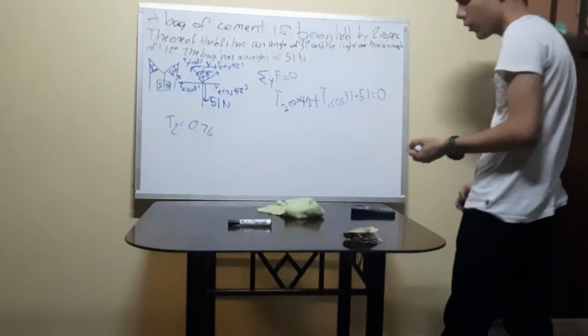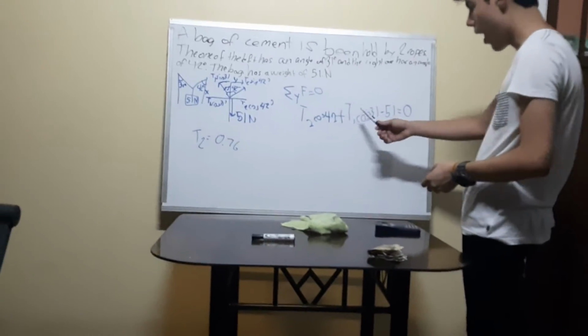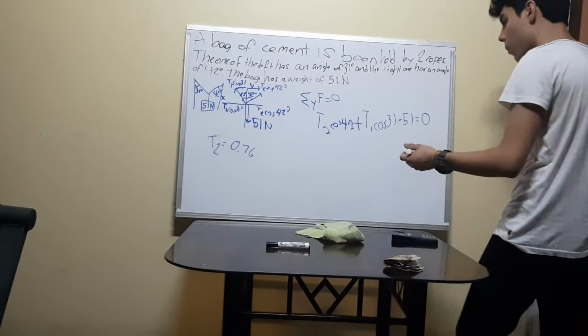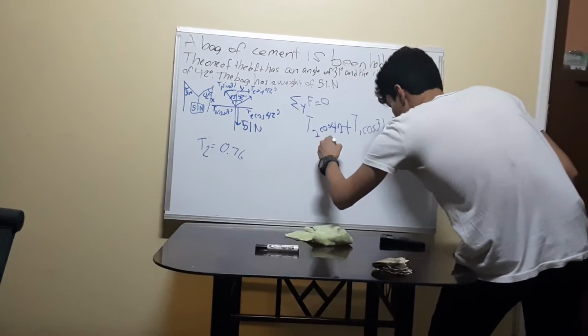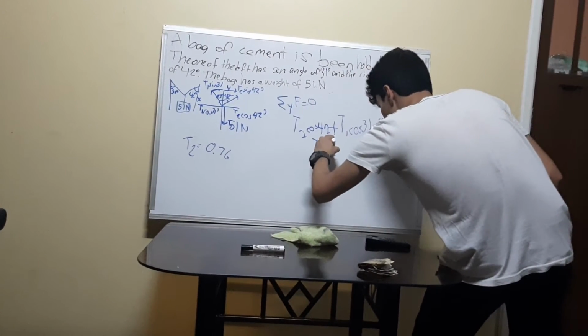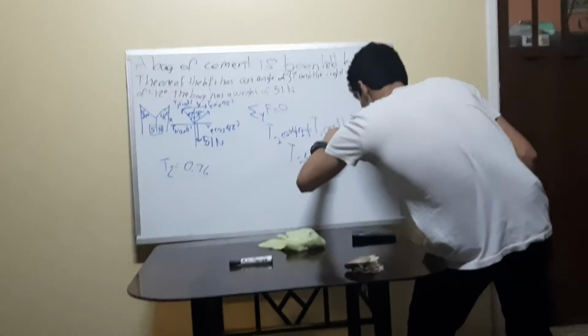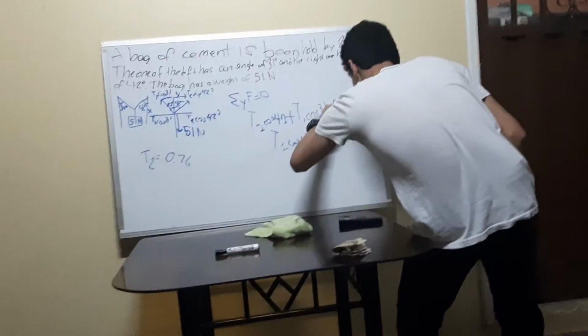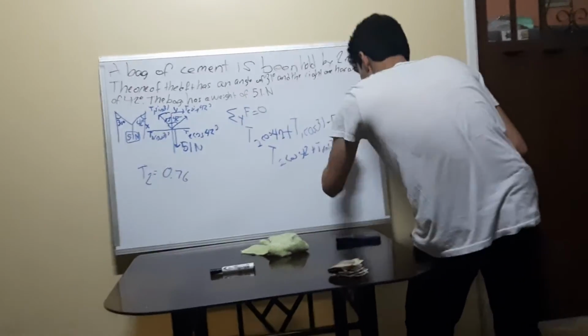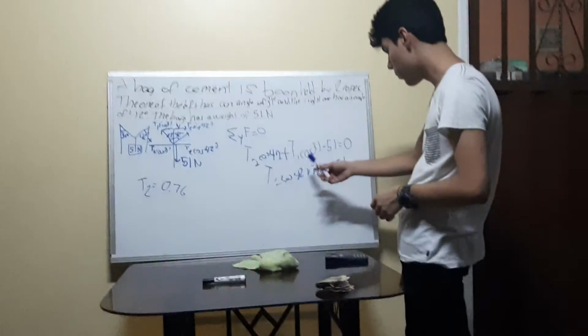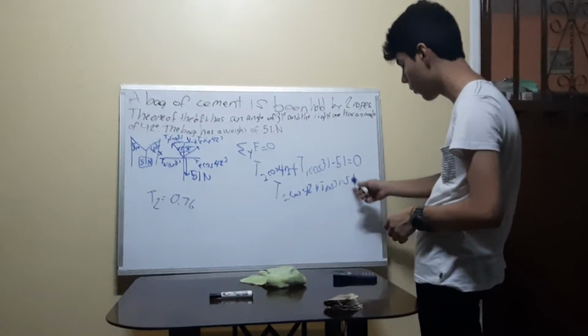So what we're going to do here is that we have two positive and one that is negative. So what we're going to do is that this one, we're going to pass it to the other side to be positive. So now we compute it again. T2 cos of 42 plus T1 cos of 31 equal to 51, and this will be positive. Okay. So what we have here is that we have T2 cos 42 plus T1 cos 31 equal 51.